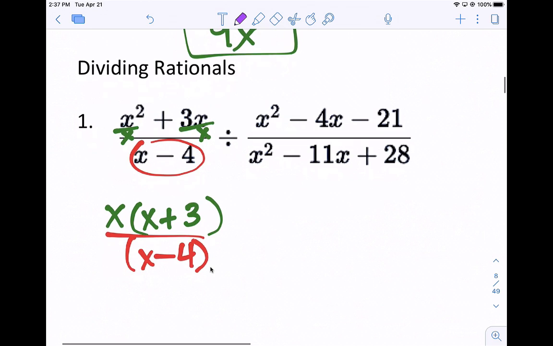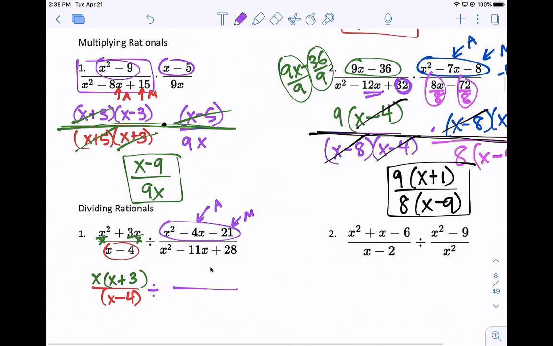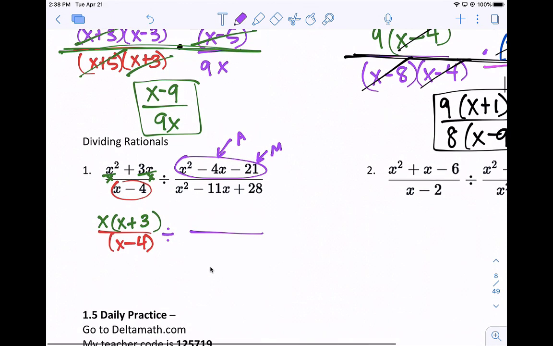So actually I'll do this in 2 steps. So divide by, and let's factor the top. What multiplies to negative 21 and adds to negative 4? I feel like we've done this one before. Have we done this one? Oh yeah, we did it up here. So it's x minus 3, x plus 7.